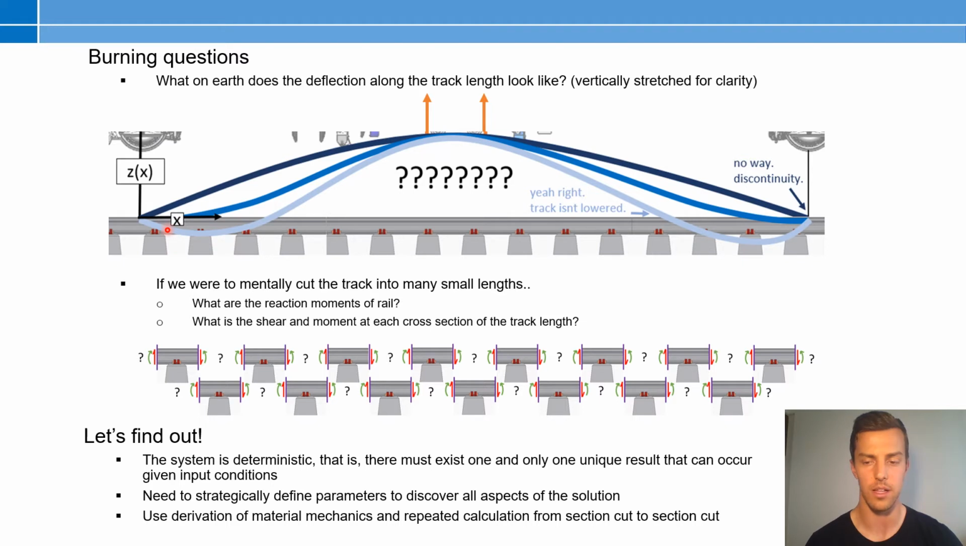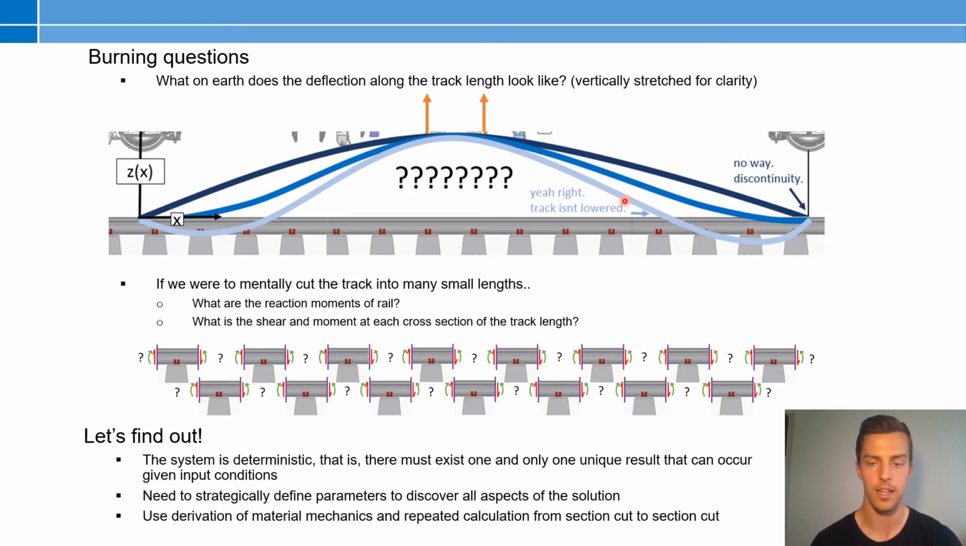Another possibility is the bottom light blue one here, and that one really doesn't make much sense either, because what force is causing the track to lower at this spot? I mean, it's being lifted, so there's really no force that will cause it to be lower. So intuition is telling me that it has to be somewhere in the middle, something that looks like this middle color blue.